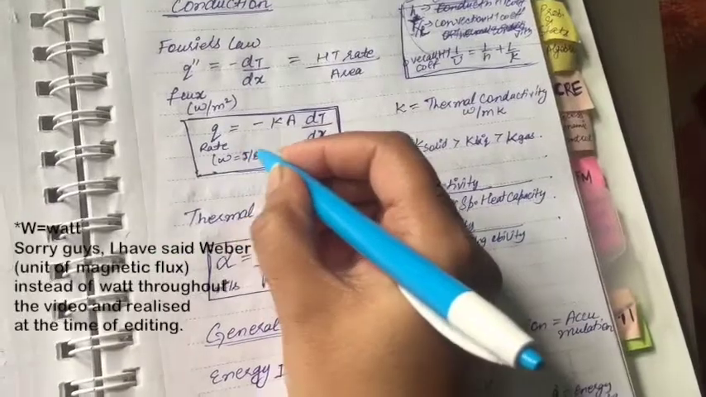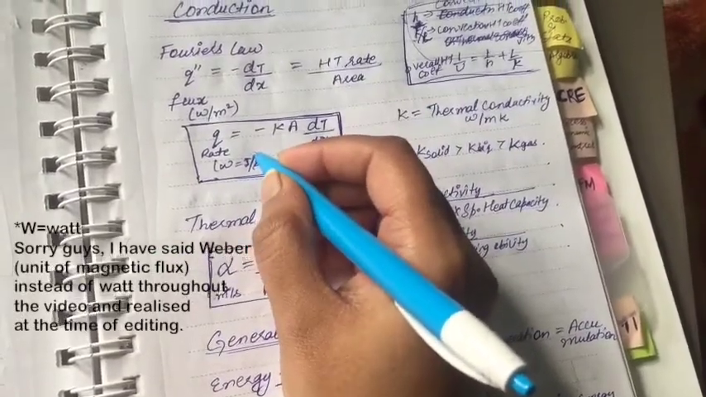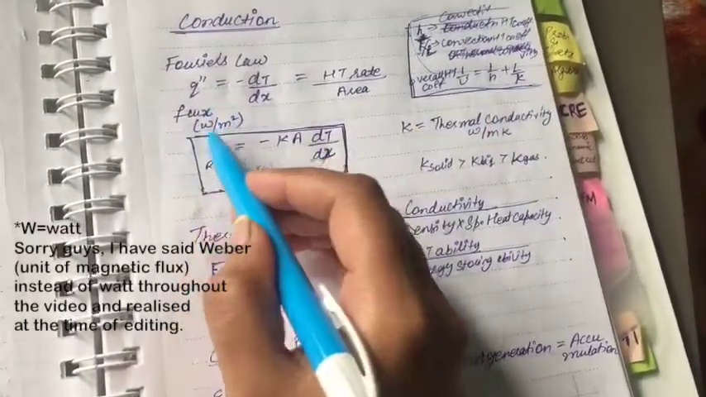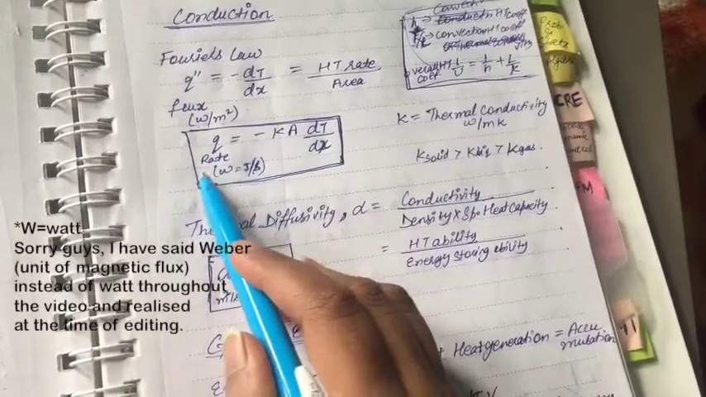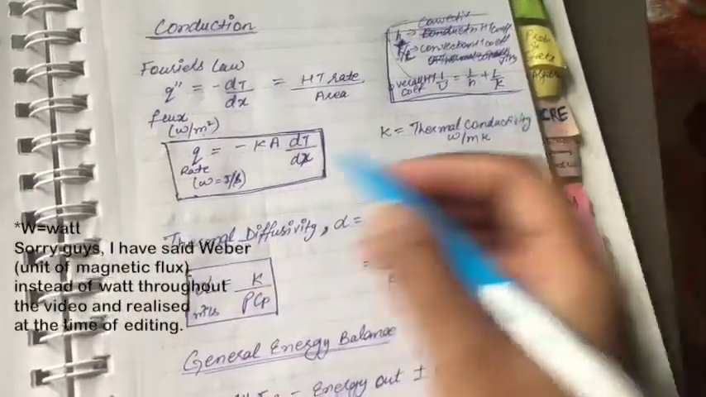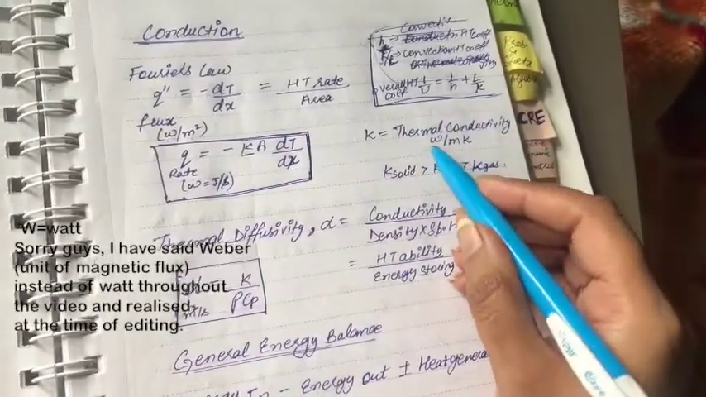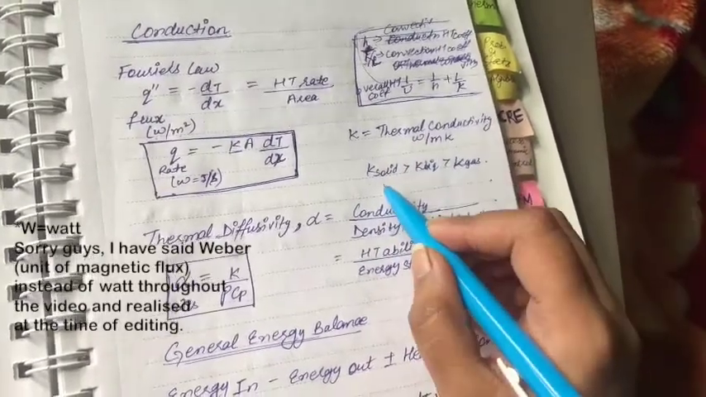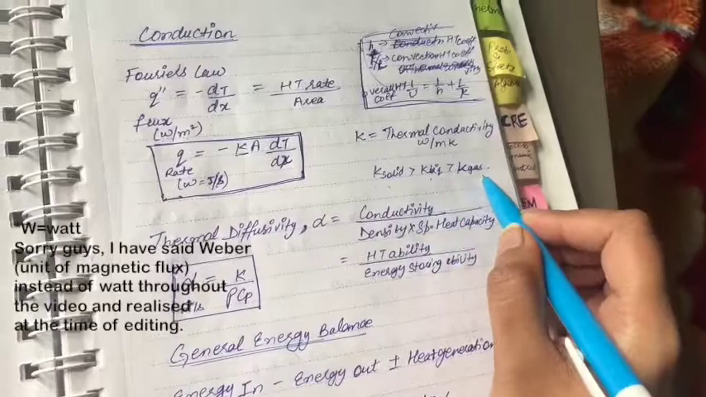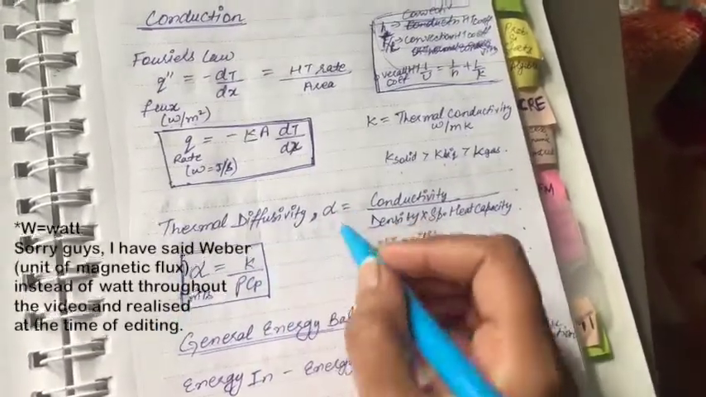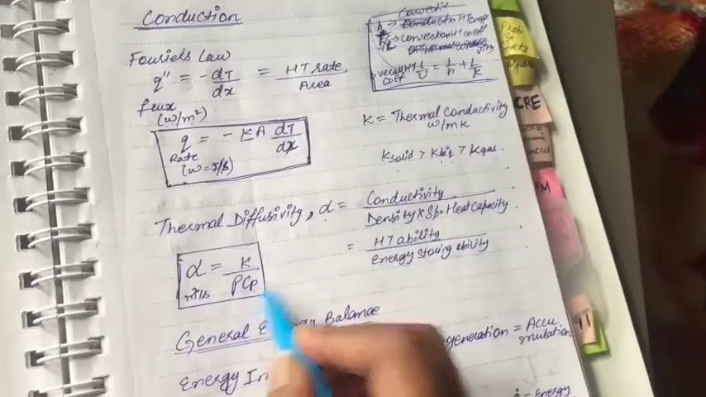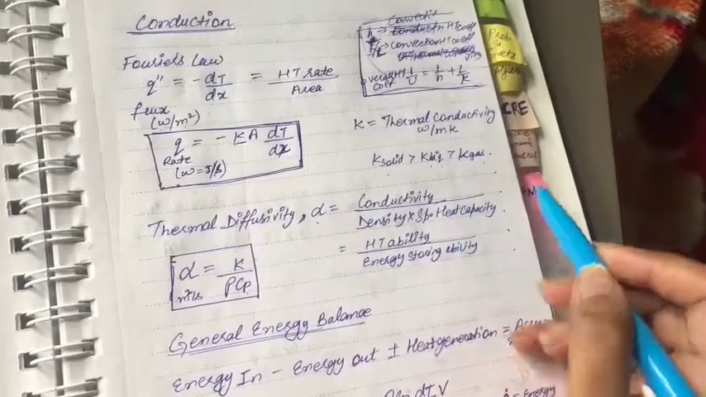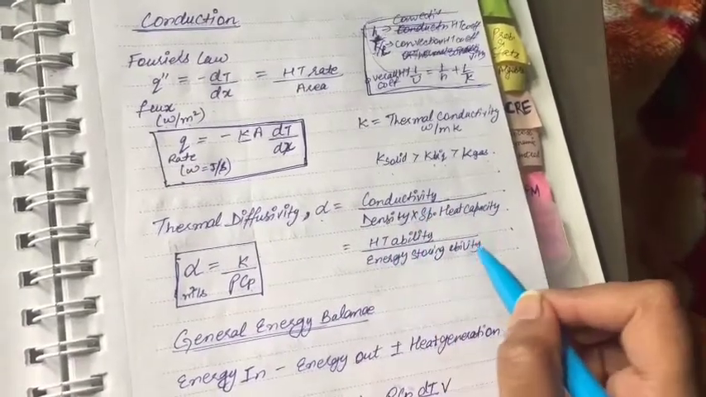Unit is Watt, Joule per second. Flux unit is Watt per meter square. Heat transfer rate unit is Joule per second. And k is our thermal conductivity, its unit is Watt per meter Kelvin. Thermal conductivity of solid is more than liquid, and for liquid is more than gas. Thermal diffusivity, which is alpha, is nothing but k by rho Cp. k is conductivity, rho is density, and Cp is specific heat, which is equal to heat transfer ability by energy storing ability.